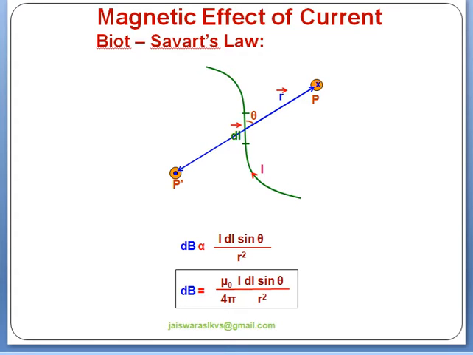What is Biot-Savart law? What will be the formula? That is delta B is equal to mu naught upon 4 pi, I dl sin theta upon r square. This is the formula by which we can find the strength of magnetic field at a point which is r unit away from a conductor carrying current of magnitude I.